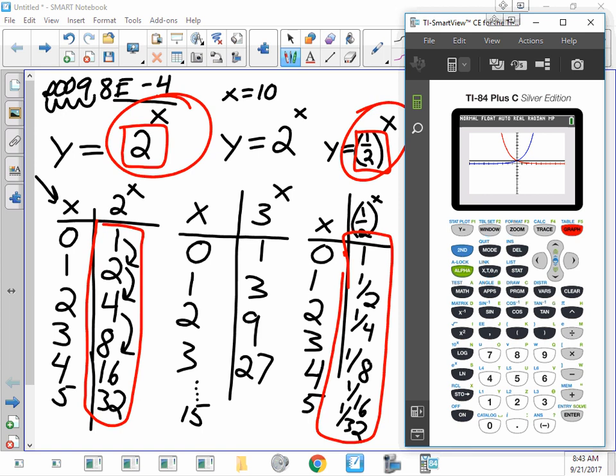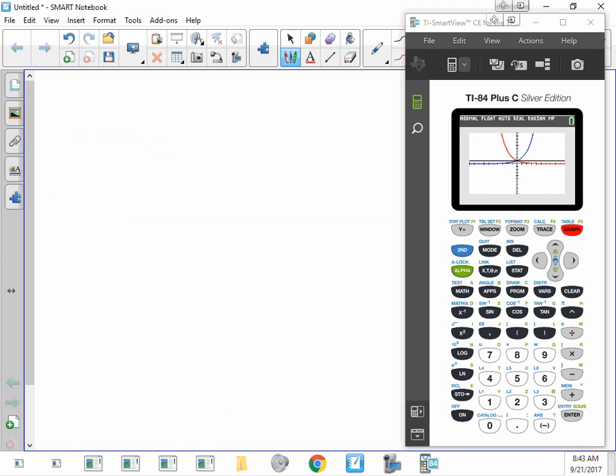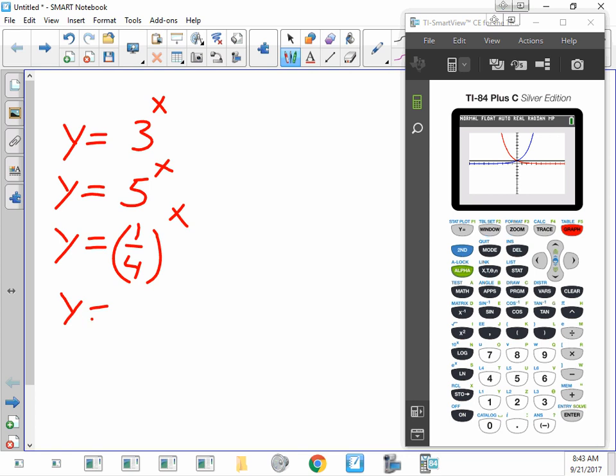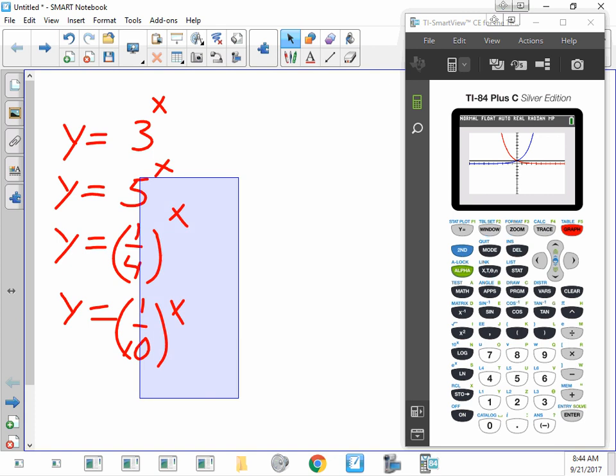Okay, so if I had y equals 3 to the x, and y equals 5 to the x, and y equals 1/4 to the x, and y equals 1/10 to the x. What can you tell me about those four equations? What do you know about those four equations? Can you tell me anything about their directions?